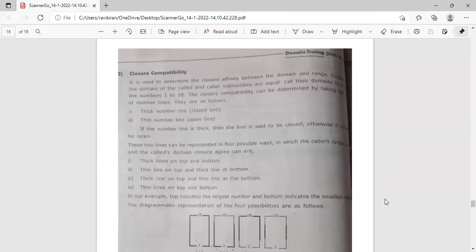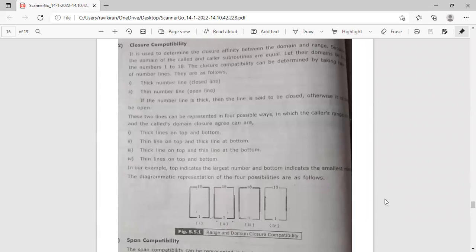The next one is closure compatibility. It is used to determine the closure efficiency between the domain and range. Suppose that the domains of the called and caller subroutines are equal. Let their domains lie between the numbers 1 to 18.